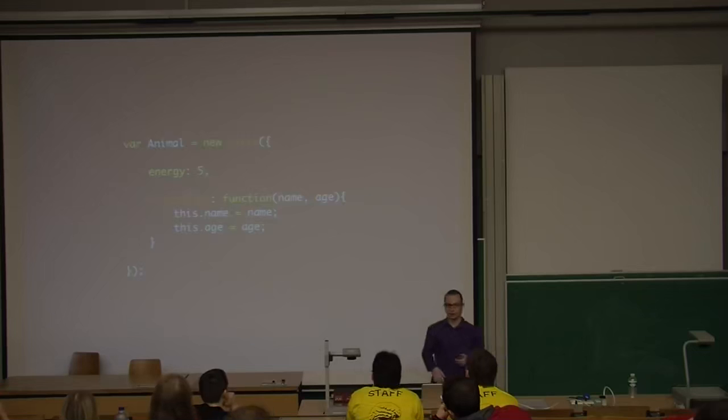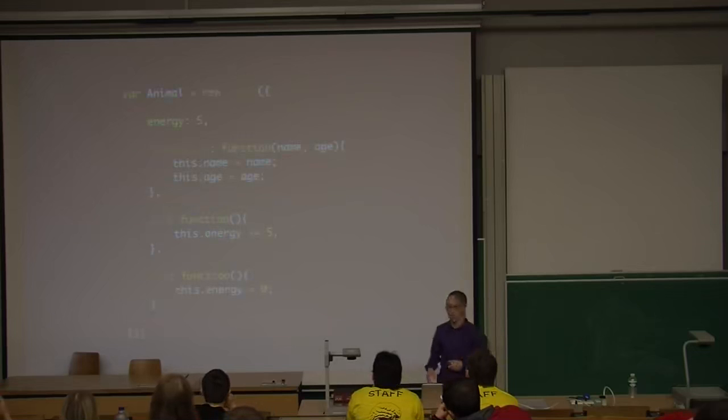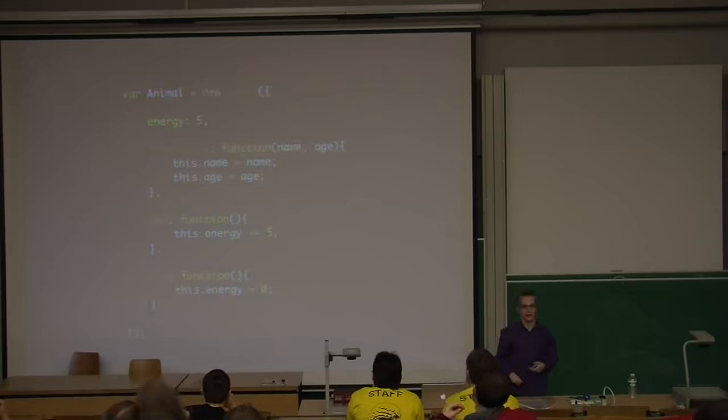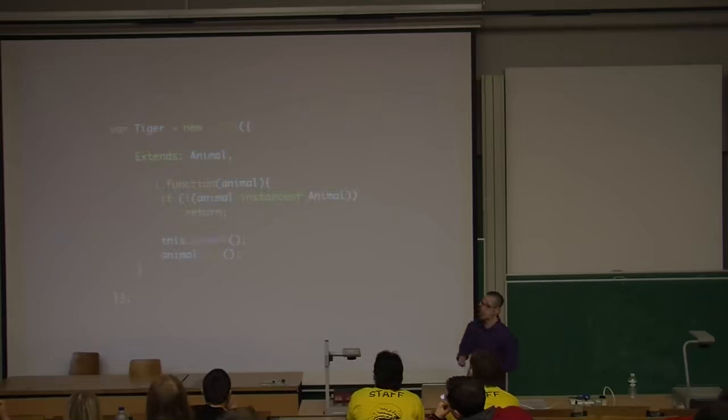So let's extend on the example. We add two methods, like an eat and a die method, so we can play with it. And at that point, we can create an instance, and this is all just normal JavaScript. But this is really boring because we don't have a generic animal or something like that. So let's look at what MooTools provides on a much lower level with subclasses.